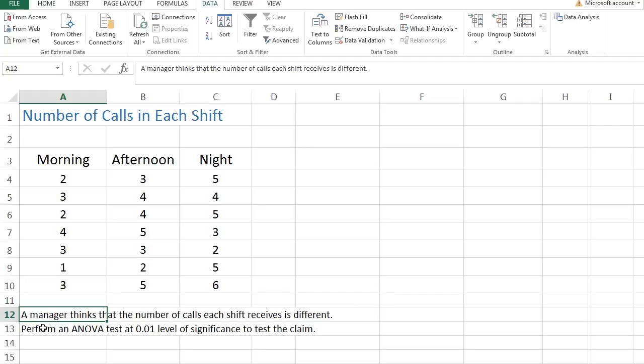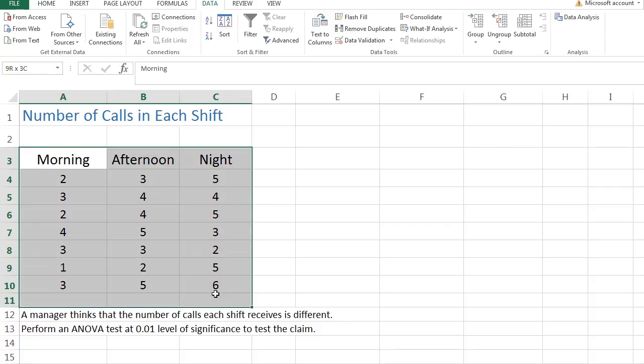So we want to see if it's different by doing an Anova test at the 0.01 level of significance and test the claim. So 0.01 level of significance means we're doing 99% level of confidence. So we want to know with really high certainty if all of these shifts are really getting the same amount of calls or not. And not just of the data that we've collected, we're talking about globally, all the time, past, present, and future, is the morning shift, the afternoon shift, and the night shift getting on average the same number of calls. So the null hypothesis will be that yes, they are getting the same amount of calls. Our test will tell us if we're rejecting that hypothesis or not.